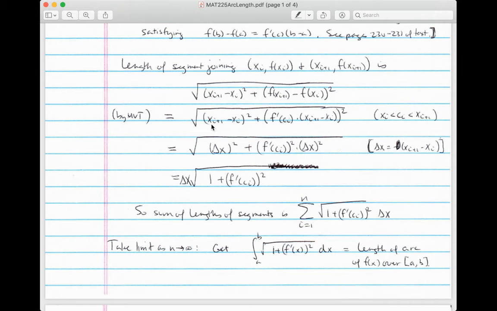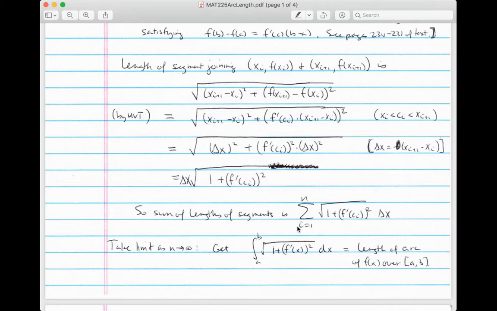And now you notice that x sub i plus 1 minus x sub i is just delta x in disguise. So I'm going to replace this with delta x and this with delta x. And if we've got a product being squared, we can write that as the product of the squares. And now delta x squared is a common factor, so I can extract that from underneath the radical. I get delta x times the square root of 1 plus f prime of c sub i squared. And so that's the length of one of my segments.